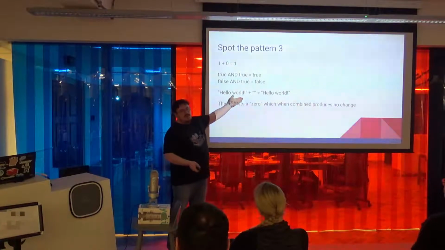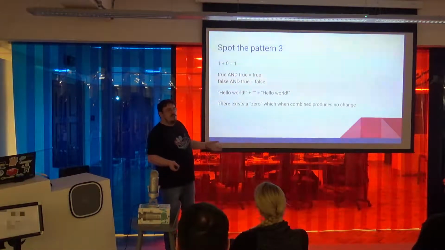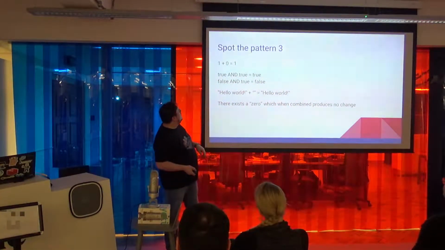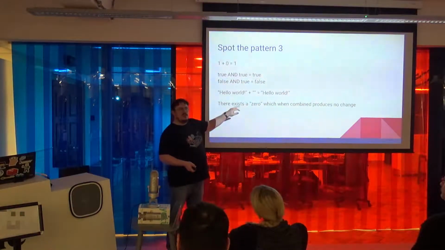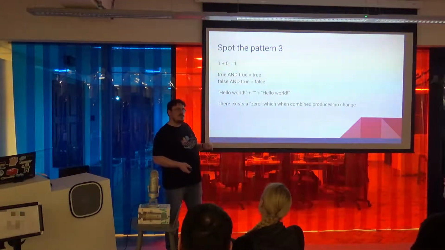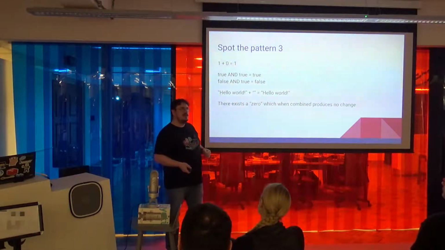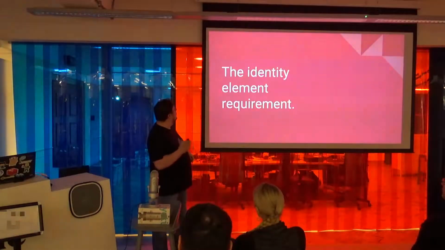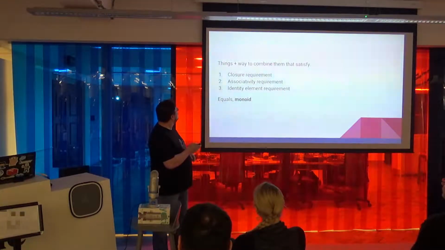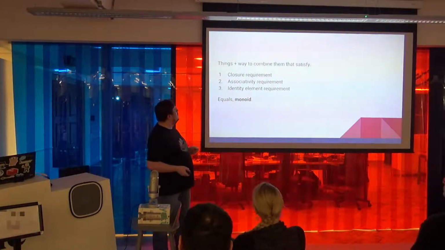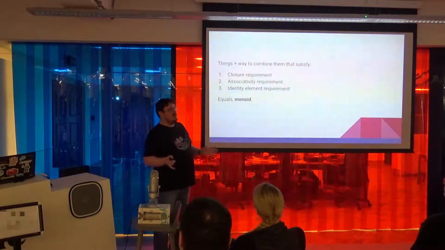It's easier to see, obviously, with the empty string. You add an empty string onto a string, you get the original string. I think probably the Boolean ones are a little bit more mind-bending, because if you do an OR operation, I'm trying to remember what the identity element is for that. False. It's false, isn't it? Yeah. Anyway. So, things plus ways to combine them that satisfy closure requirements, associativity requirements, and identity element requirements equals a monoid.